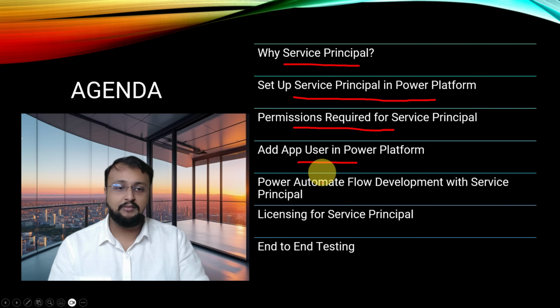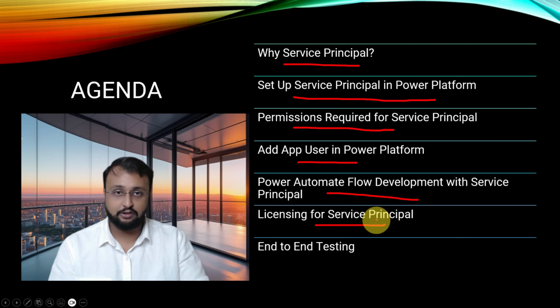At the end, we will build one Power Automate flow with the service principal, and we will also talk about the licensing implications of the service principal. Finally, we will perform end-to-end testing and test what the difference is between a normal flow versus a service principal flow. So without further delay, let's get started and talk about everything in detail.